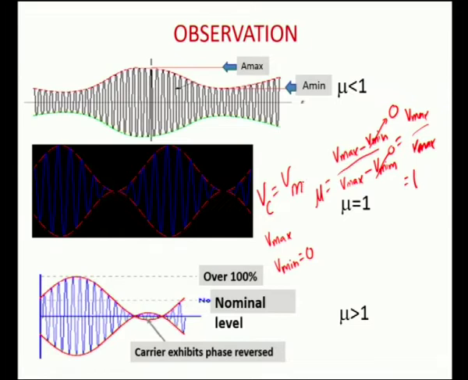In the second case, we increase further, so my Vm will be very much greater than the Vc. The message voltage will be very much greater than the carrier voltage. For this case, there will be a phase reversal in the carrier. At this point the carrier reverses its phase. So, this is called over modulation. This is critical modulation, this is over modulation. You can observe, draw the waveforms, and tabulate the modulation values.